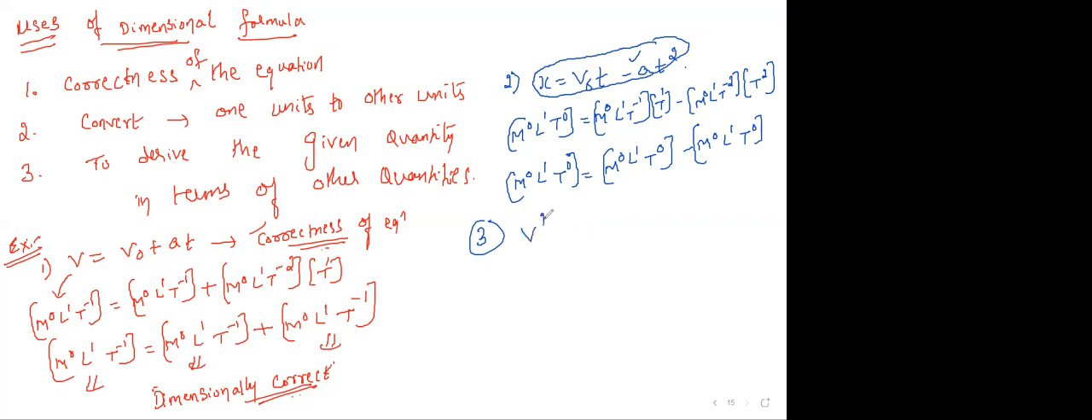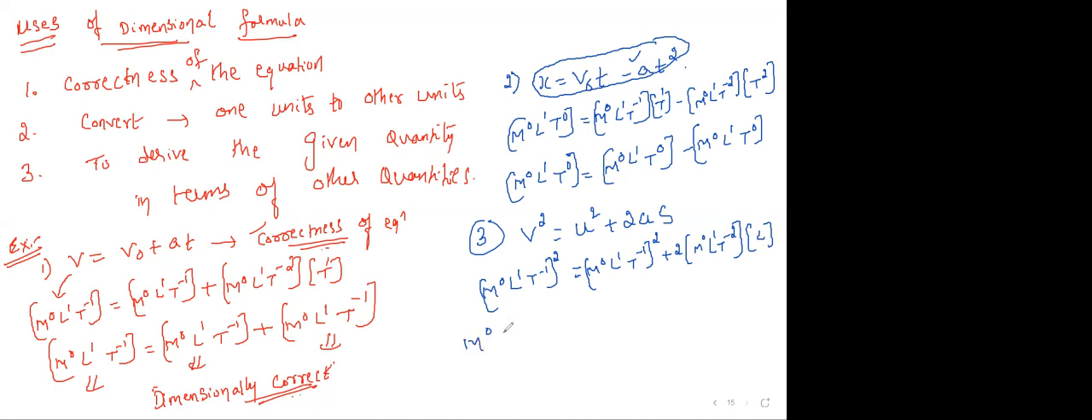Now, can you check the equation for this? V squared is equal to U squared plus 2AS. What's the dimensional formula for velocity? M0 L1 T power minus 1. We have the whole squared equals M0 L1 T power minus 1 whole squared plus 2 into acceleration M0 L1 T minus 2 into the distance L.